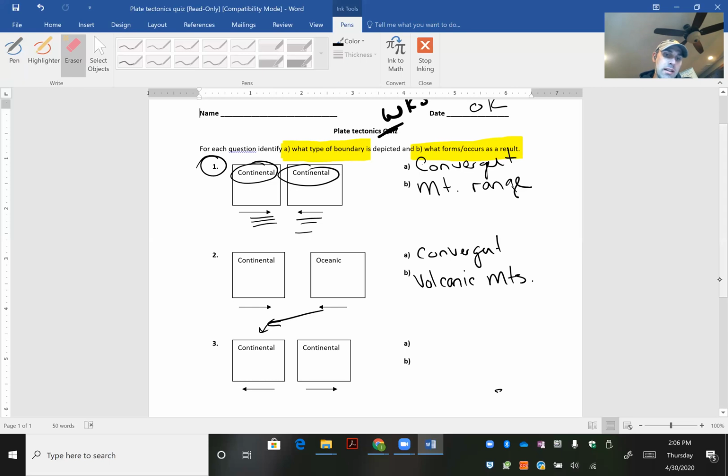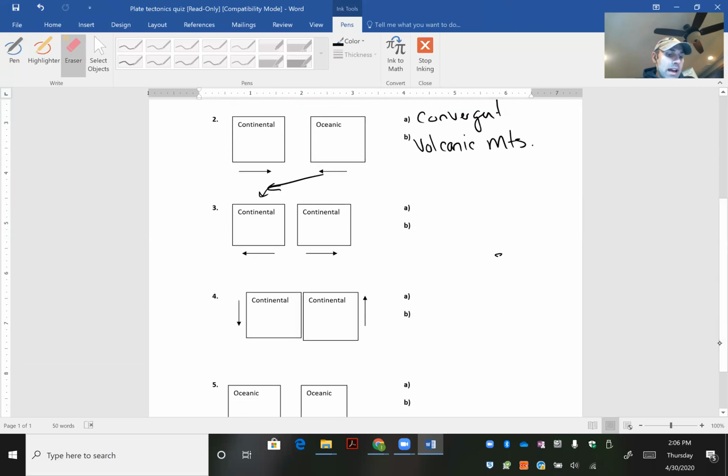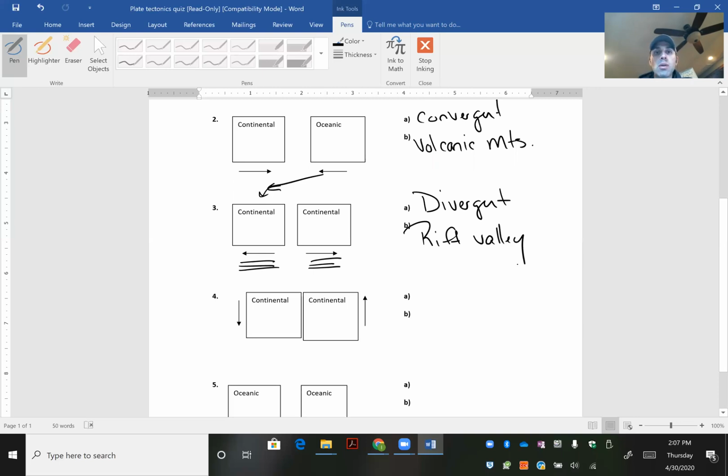For number three, here we have continental and continental, but notice they're going in opposite directions. So they're not coming together, they're not converging. Instead they are diverging. So we have a divergent plate boundary, which means they are moving in opposite directions. One of the most famous of these boundaries, and you see them from your notes, is the Atlantic Rift. So we create a rift valley. Right down the center of the Atlantic Ocean, we have the mid-oceanic ridge. It's a rift valley. It separates and then opens up in the center.